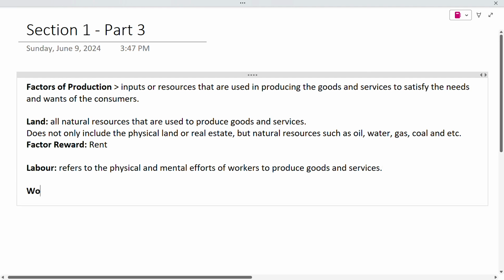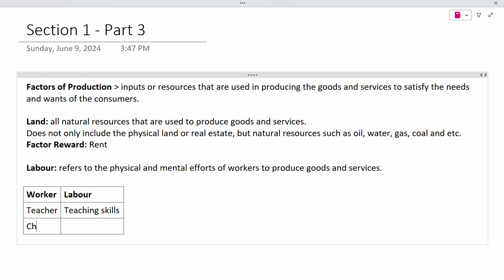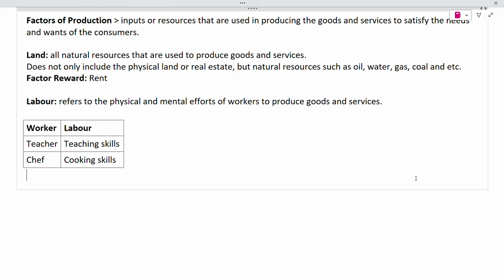So for example, if we want to distinguish between a worker and the labor, the main distinction is, for example, a teacher is a worker, and the teaching skills that he provides to the school or the college that he is teaching in are the labor. Similarly, a chef is a worker, but the cooking skills that he provides to the restaurant or the hotel that he is working in are classified as labor. So I hope that the distinction between labor and worker is clear.